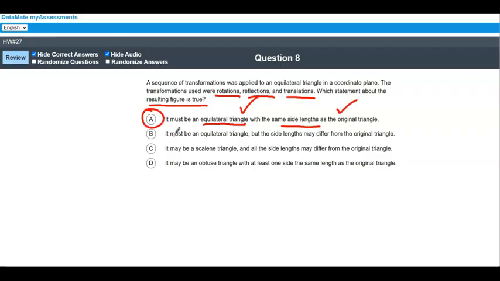This is looking good. B, it must be an equilateral triangle, yes, but the side lengths may differ, no. It can be a different triangle, no. It can be an obtuse triangle, no. So it has to be exactly the same shape, exactly the same size, because we used all rigid motions. So that means that A would be the right answer.